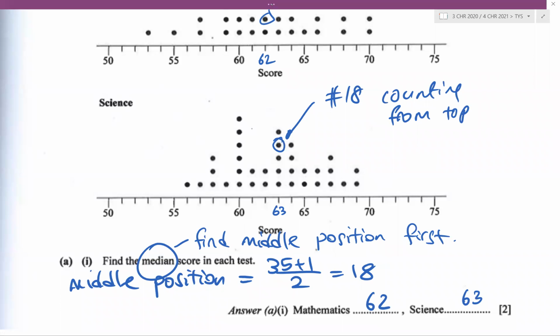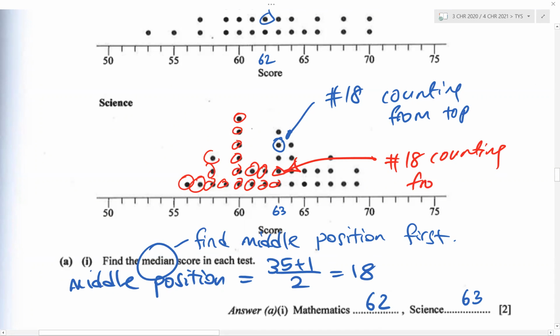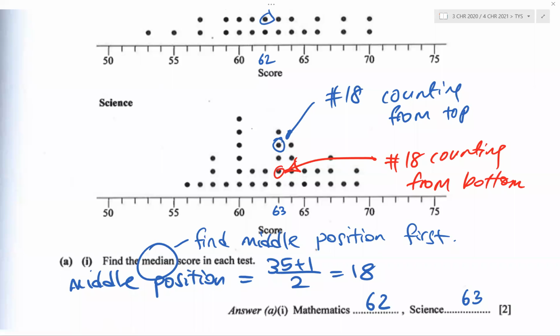Now, what happens if I were to count from bottom? I'll use another color. 1, 2, 3, 4, 5, 6, 7, 8, 9, 10, 11, 12, 13, 14, 15, 16, 17, 18. This is my number 18, counting from bottom. Is there a difference in value? No difference, right? They all got 63 marks. But is there a difference in the dot that I circled? Yeah, there's a difference. Does it matter? It doesn't matter.